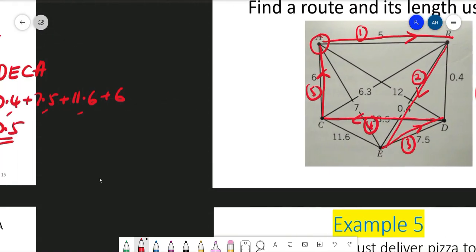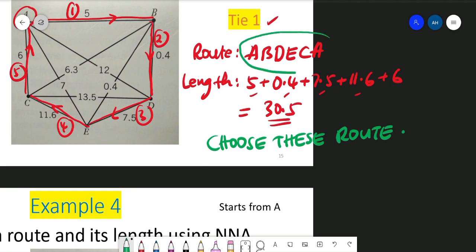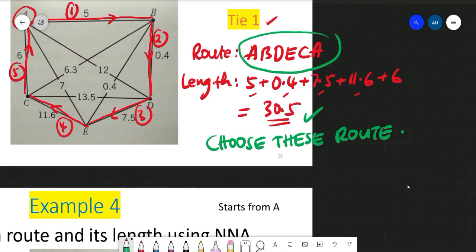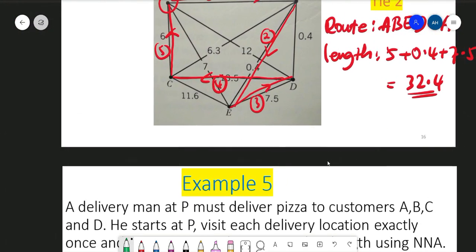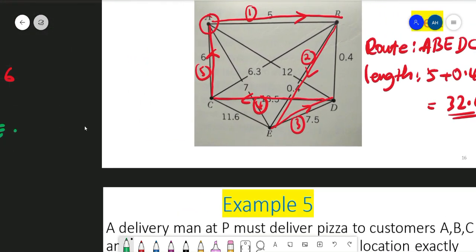So as the conclusion, let's write it down here. We are going to choose this particular route, because the value that we got here, 30.5, is smaller than what we get from the second tie, 32.4. I hope you understand how to find the route when we have a tie like that.